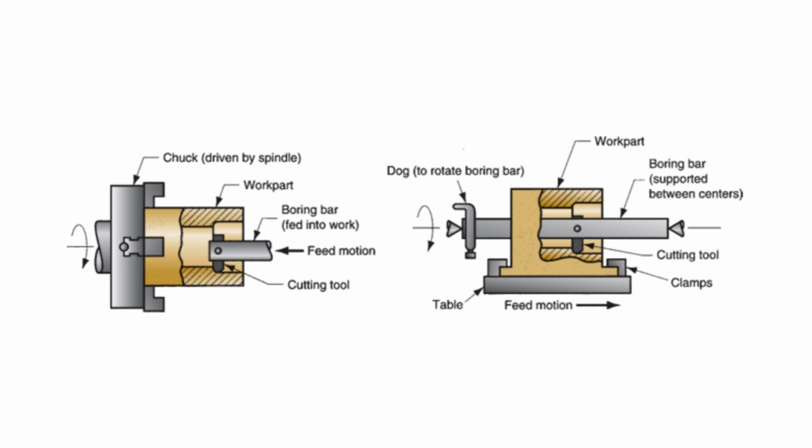The first setup is one in which the work is fixtured to a rotating spindle and the tool is attached to a cantilevered boring bar that feeds into the work, as seen on the left. In the second setup, the tool is mounted to a boring bar and the boring bar is supported and rotated between centers, as seen on the right. On the left, the tool moves into the part. On the right, the part moves into the tool.